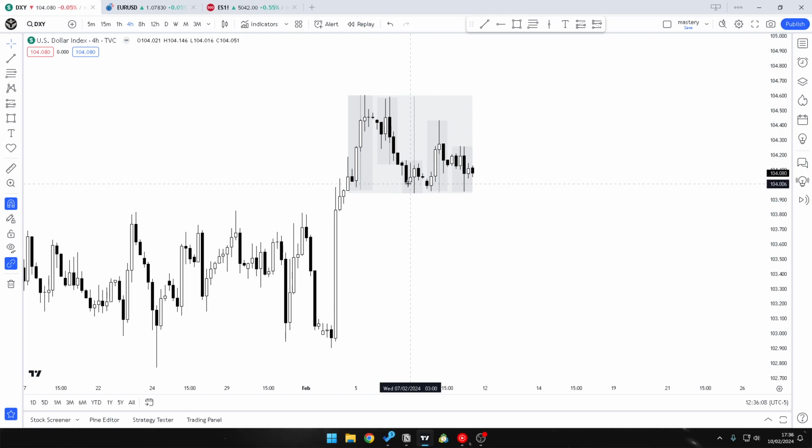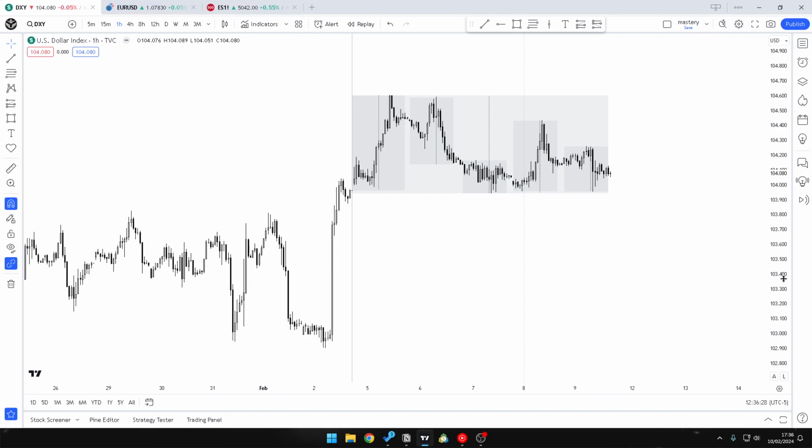We can also count the 8-hour candlesticks. So 1, 2, first 8 hours, 1, 2, second 8 hours between 3 and 11, then 1, 2, 8 hours which are between the 11 and the 19th. In this case, it's 17.